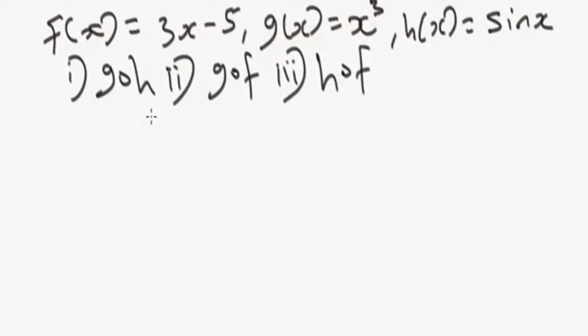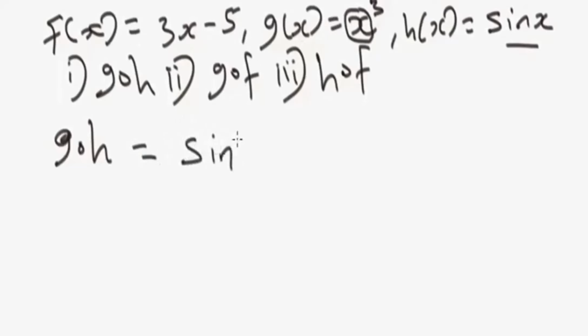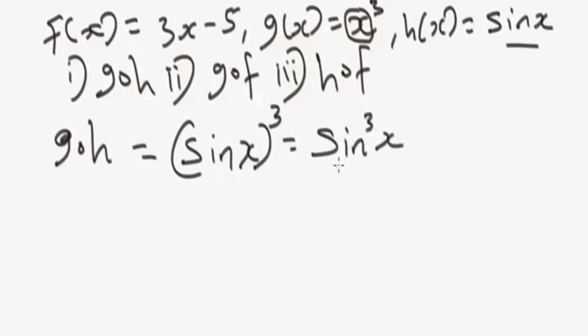Okay, so how do you solve this problem? Very simple. To find g of h means you should take the value of h, which is sine x, and plug it into this x of g. So when you do it, you're going to have sine x in bracket cube. So another way you can represent this is sine cube x. So this will be our g of h. So it's as simple as that.